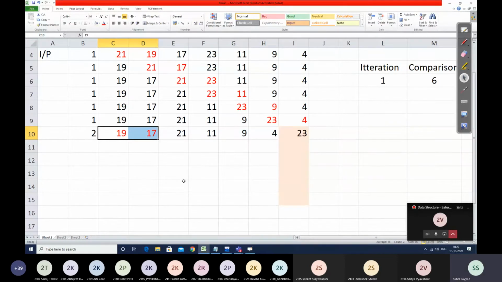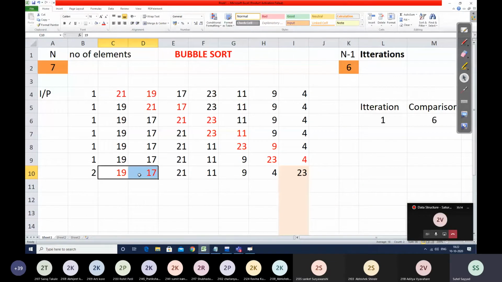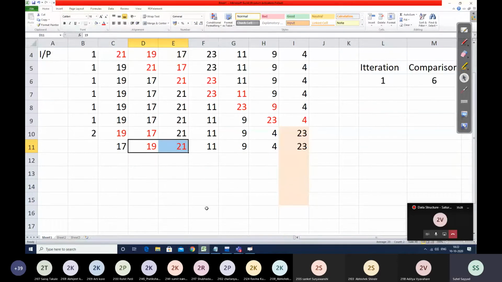Next time comparison will take place between 19 and 21. Whether 19 is greater than 21? No, 19 is not greater than 21. That's why swap will not take place. Numbers will remain as it is.